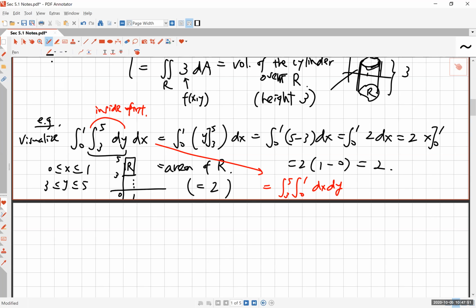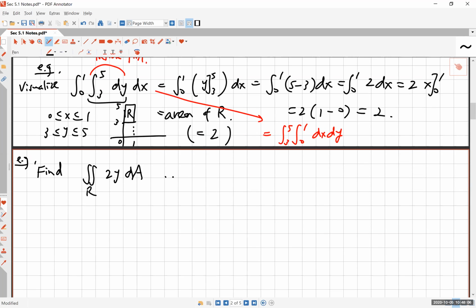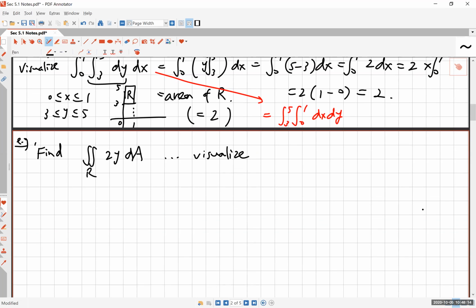I'm not going to demonstrate this here, but all right. So now let's try another example. Find the integral over the region R of 2y dA. I want you to visualize what you're trying to integrate, and you can find this answer geometrically if you are good at visualizing what this is. Now, I haven't told you what R is.